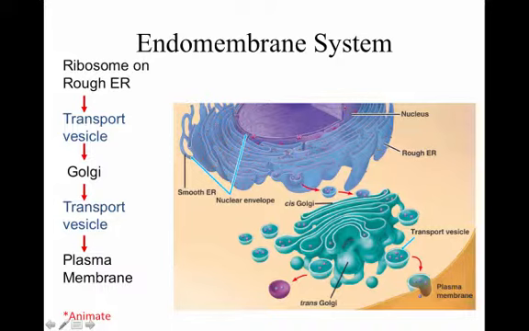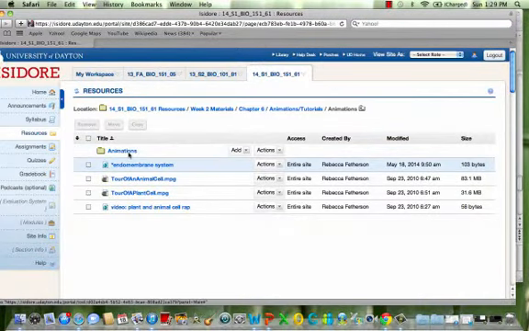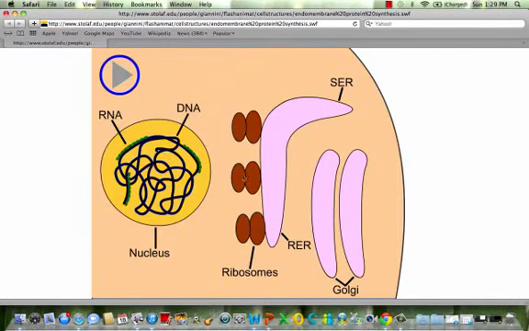So I want to show you or animate this endomembrane system process. And this is another animation on Isidore. So let's go to endomembrane system here in the week 2, chapter 6 folder. And let me just orient you to this, because no, these are not hot dogs or sausages. This is a cell, and here we have our nucleus with the DNA, and here is the rough ER with the ribosomes, and here's the Golgi, and here's the cell membrane or the plasma membrane.